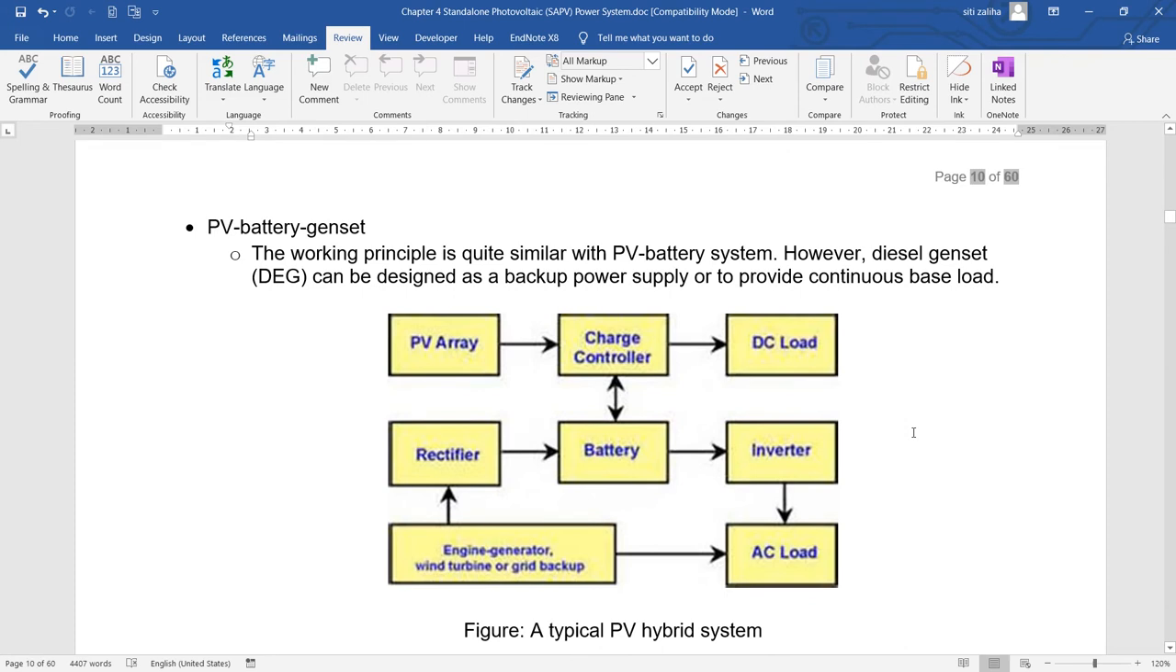Okay, next one is PV battery genset. So the working principle is quite similar to the PV battery system. However, this genset, DEG, can be designed as a backup power to provide continuous base load. Okay, PV battery genset, sometimes we call it a PV hybrid system.